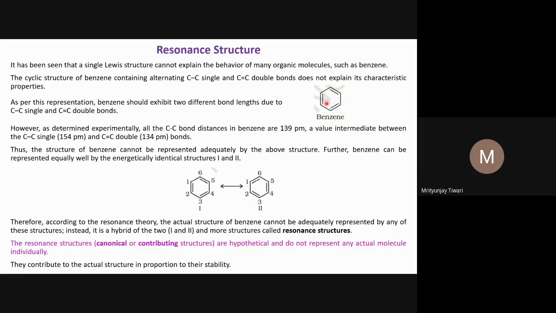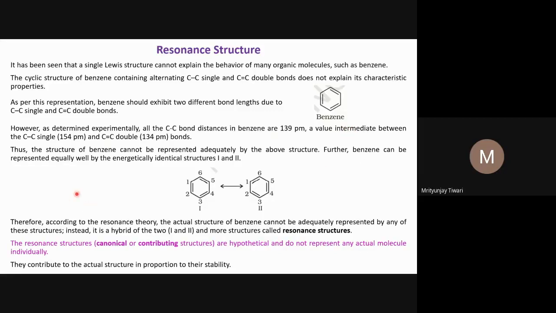The average carbon-carbon single bond length is 1.54 angstrom, 154 picometer, and the average carbon-carbon double bond length is 134 picometer, 1.34 angstrom. But all the carbon-carbon bond lengths in benzene lie between the single bond and the double bond, at 139 picometer, 1.39 angstrom. So it is neither a single bond nor a double bond; it is between single and double bond. Thus, the structure of benzene cannot be represented adequately by only this structure.